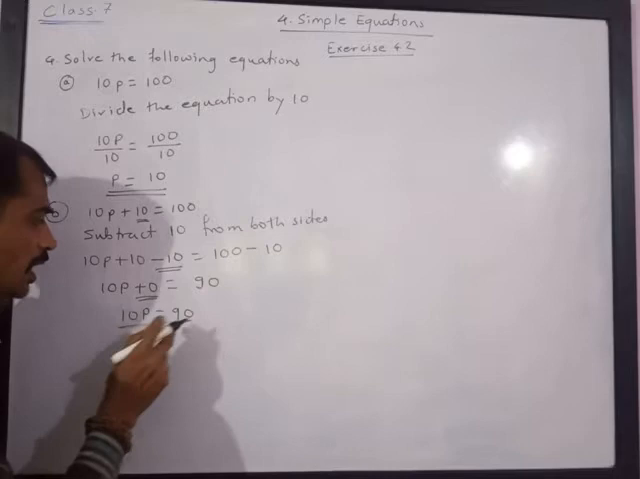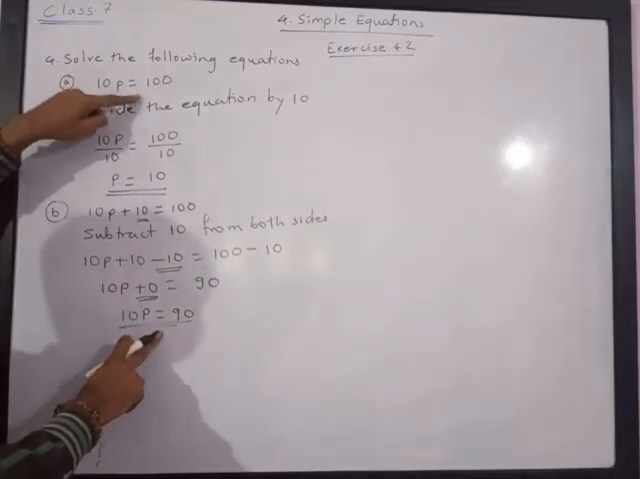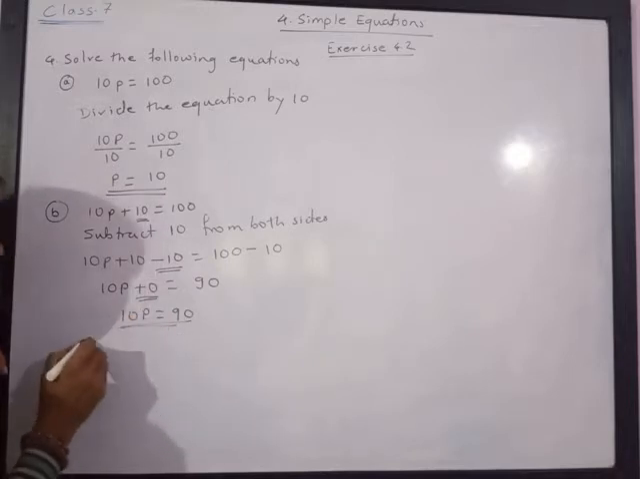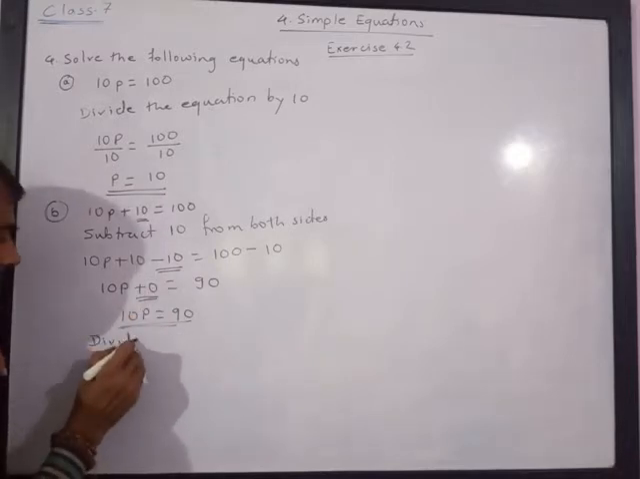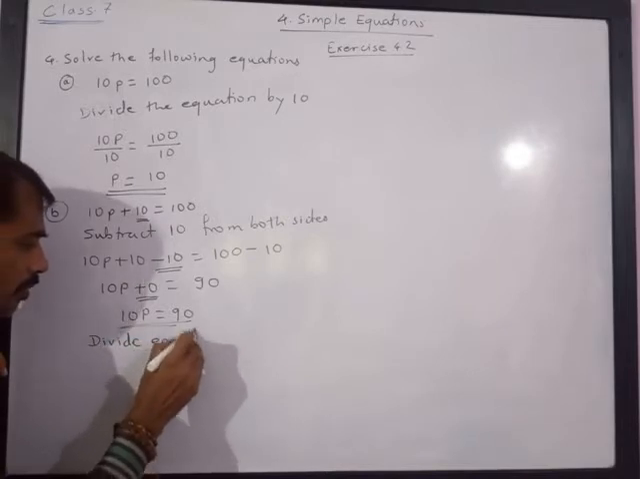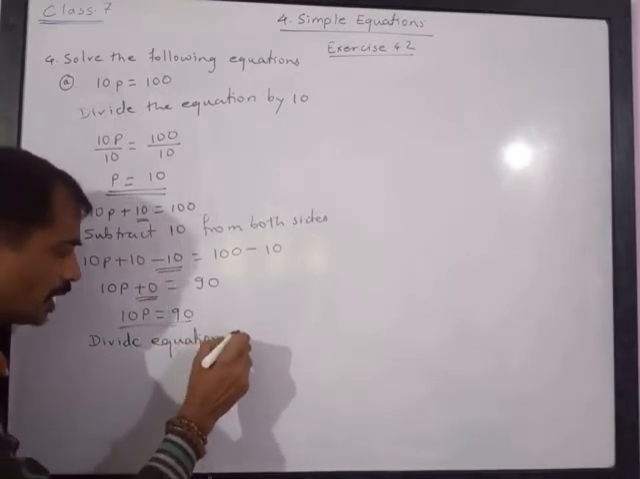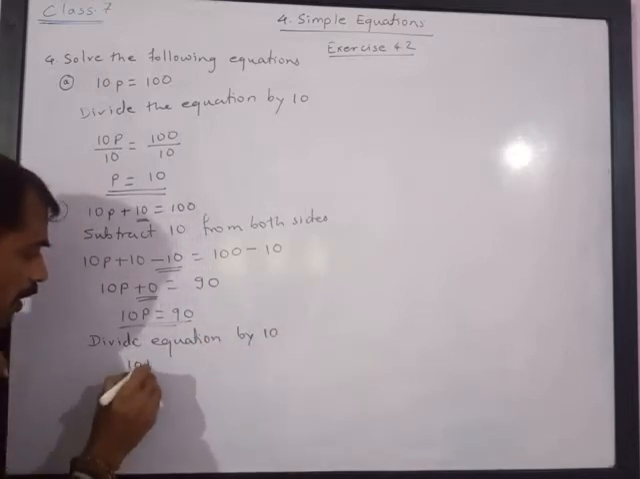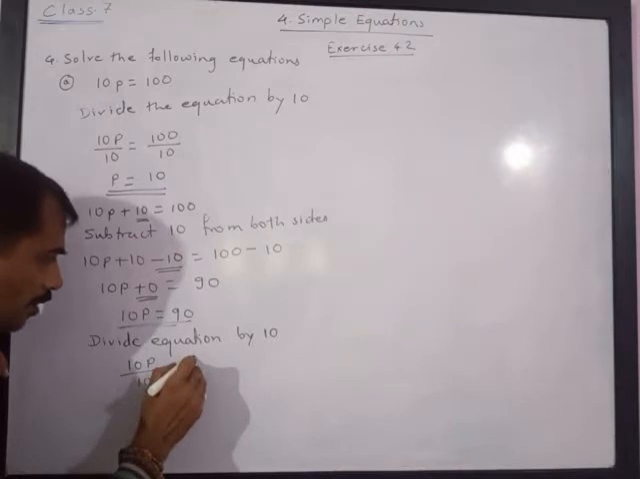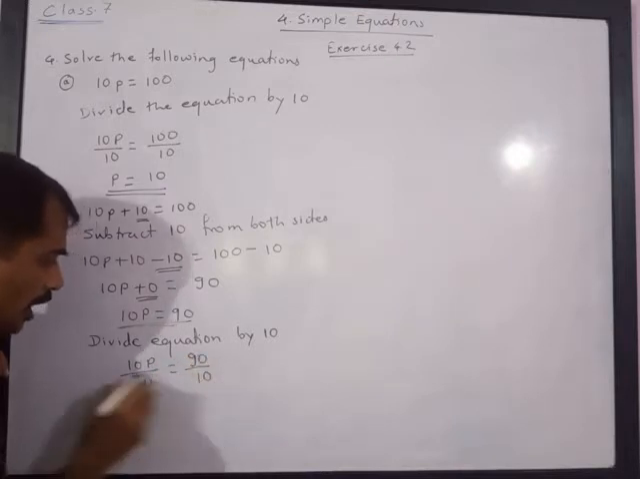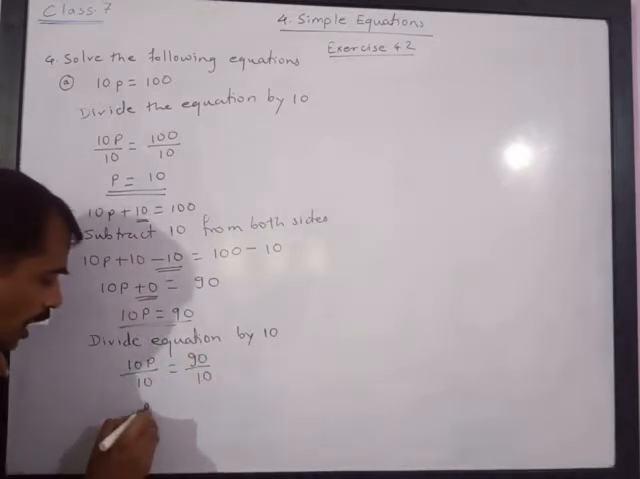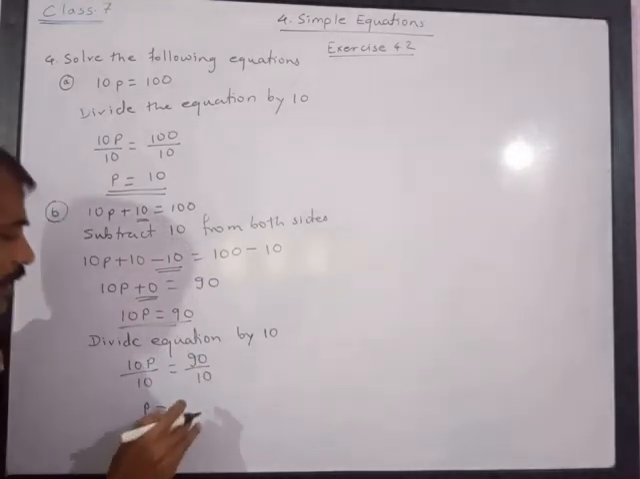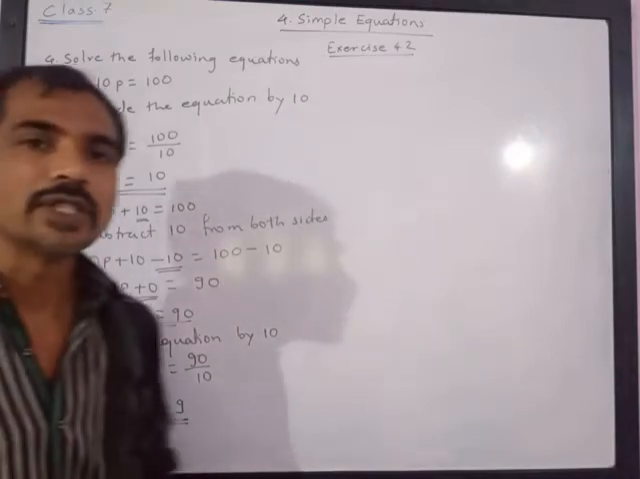Now watch carefully. To eliminate this 10, divide the equation by 10. So you will get 10p upon 10 is equal to 90 upon 10. Here 10 divided by 10 is 1, so we will get p = 9, since 10 nines are 90. So p = 9 is the solution of the given equation.